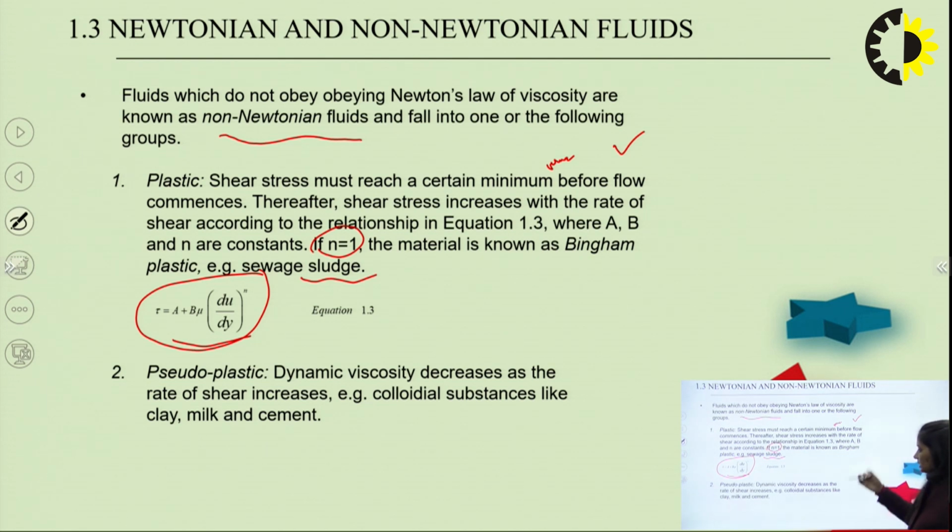Now the second is pseudoplastic. Pseudoplastic is a kind of fluid in which the dynamic viscosity decreases as the rate of shear increases. Examples of pseudoplastic are colloidal substances like clay, milk, and cement. So there are different kinds of fluids. The category of fluid depends upon how viscosity reacts with shear stress. In the case of pseudoplastic, viscosity decreases as the rate of shear increases.